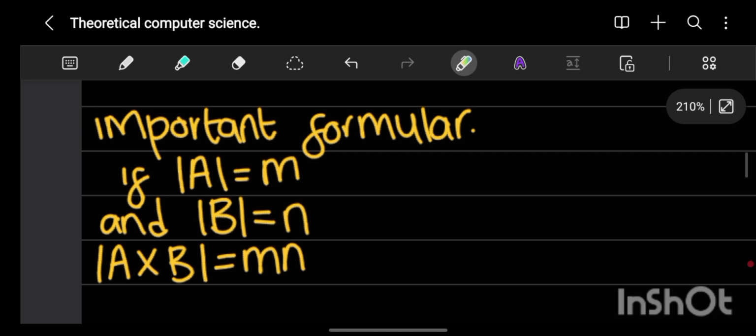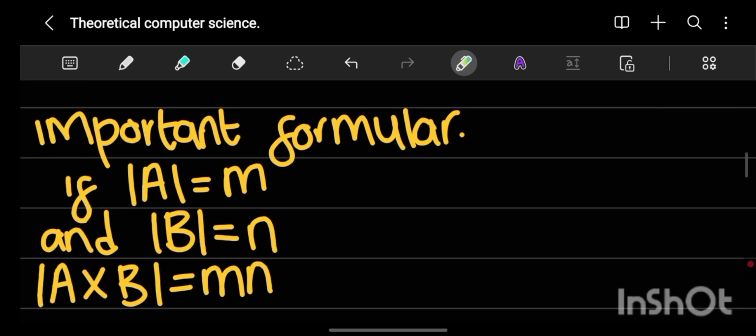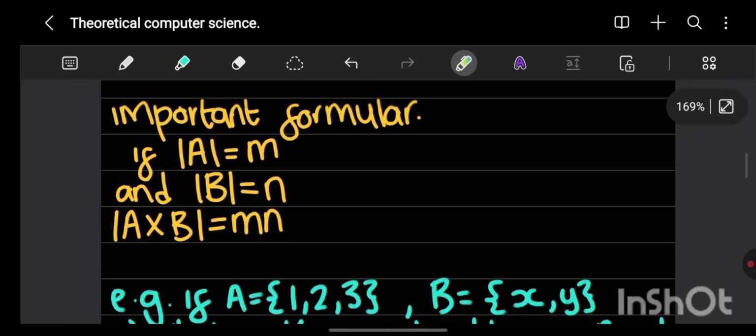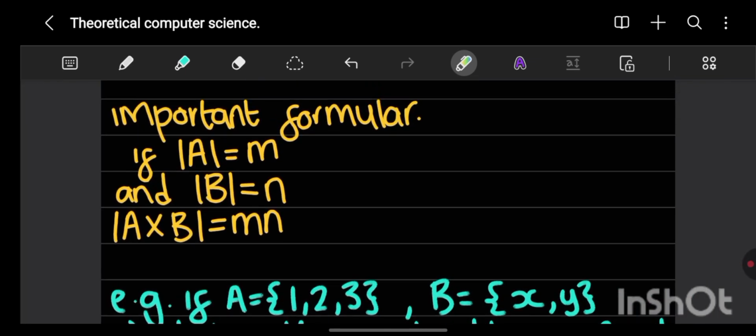So I wrote down an important formula that you can follow if you're doing Cartesian products that you quite have to remember. I'm going to explain what I mean. You check the cardinality of A, and then the cardinality of B, and then the cardinality of the Cartesian product would be the product of the values. All right? So this basically means the Cartesian product of A and B should have M times N elements.